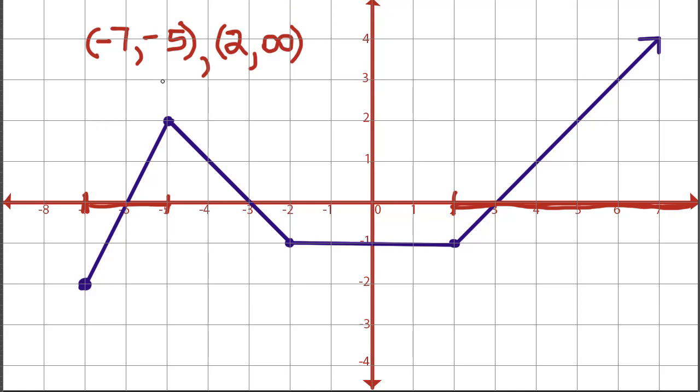If you need review of interval notation, I do have a video on interval notation that will help you write this if that's a problem for you.